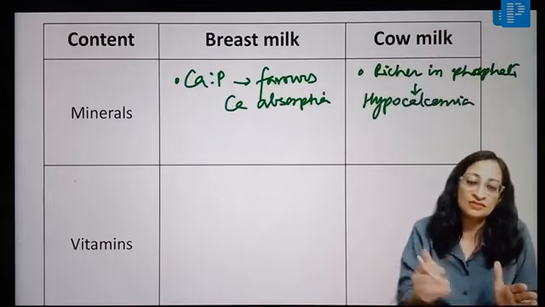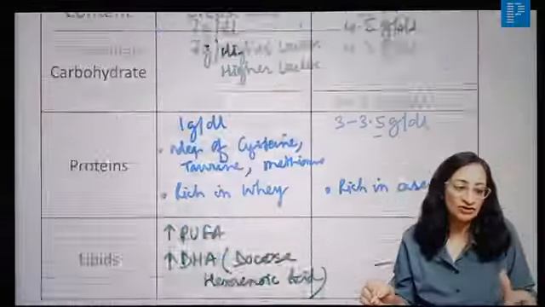Now cow's milk is deficient in vitamin C. If a baby is predominantly cow milk fed, then there are more chances of scurvy in that baby. Okay, right? Now coming back to our question.